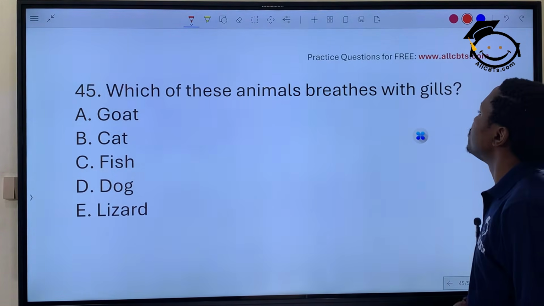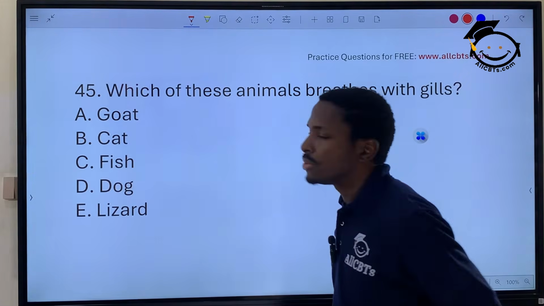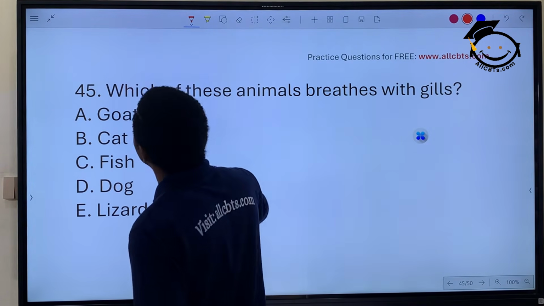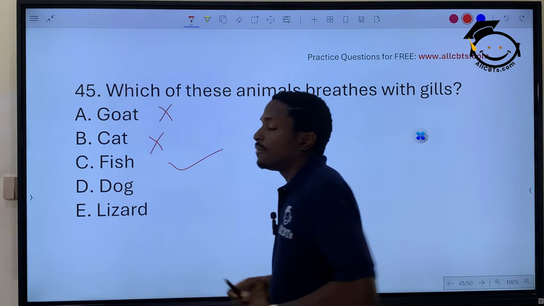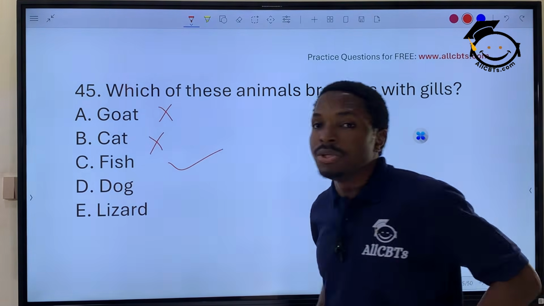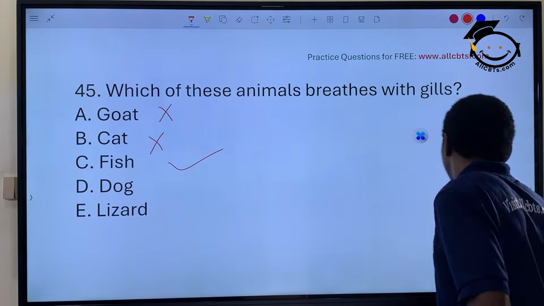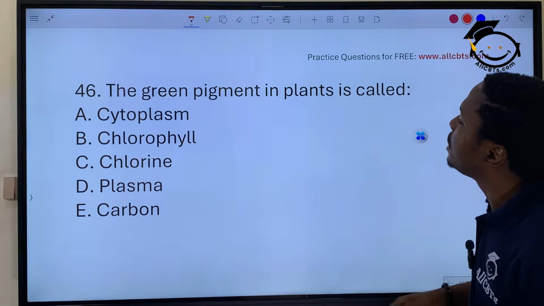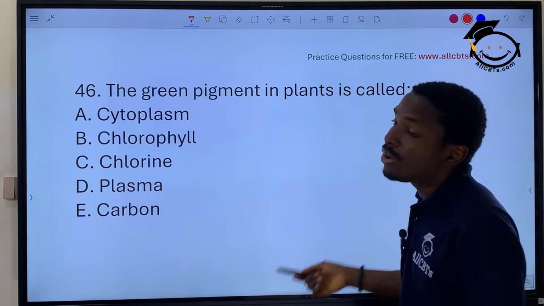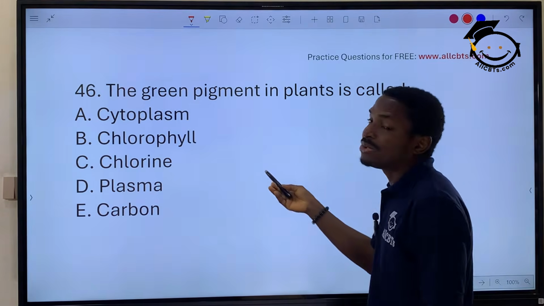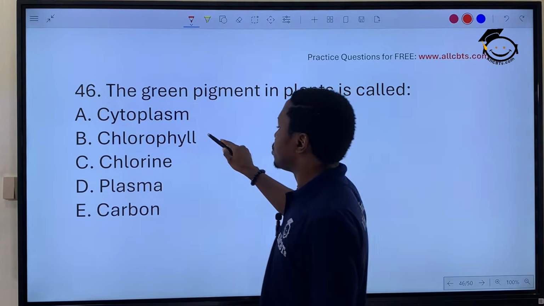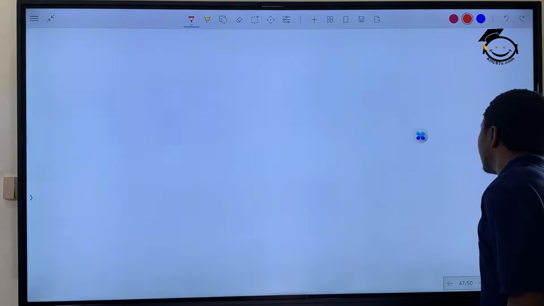45. Which of these animals breathe with gills? Gills. Goat, no. Cat, no. Fish. So fish have gills. They breathe with their gills. Okay, 46 now. The green pigment in plants is called chlorophyll, because I'm sure you know this through photosynthesis.